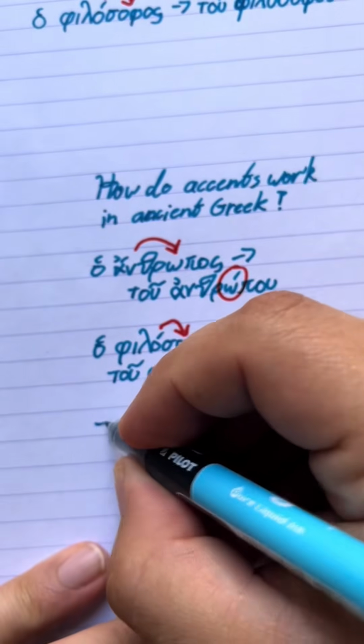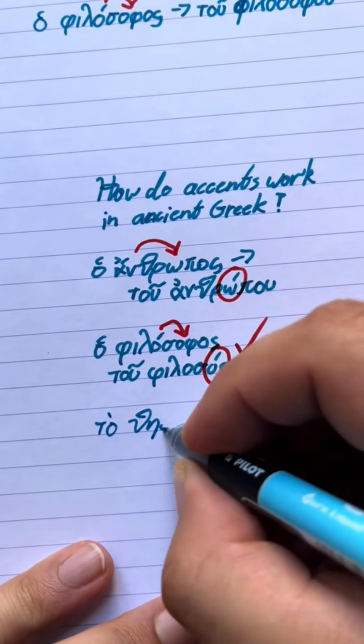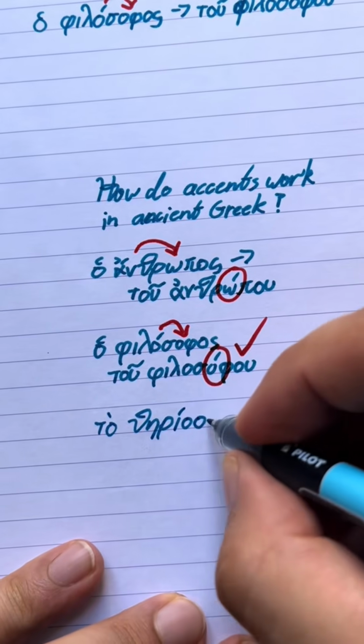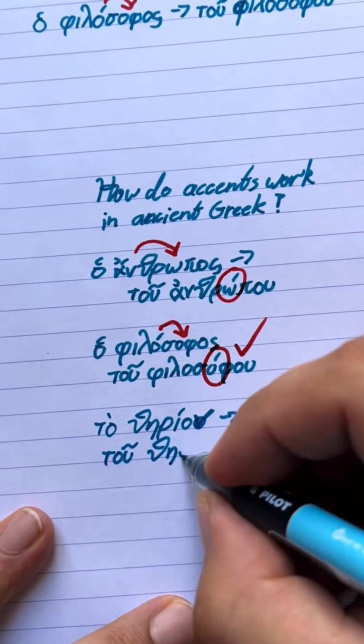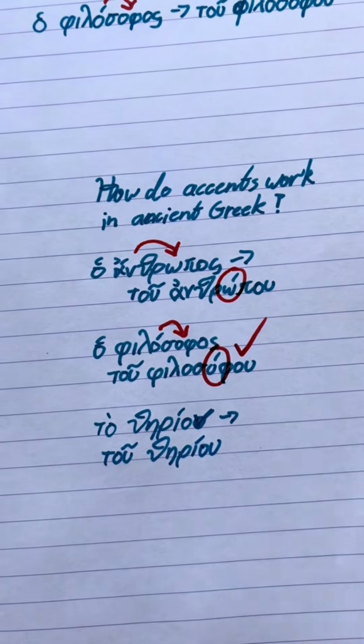I almost forgot, when it is already on the second to last syllable, as in the example of toterion, nothing will change. I hope this helps.